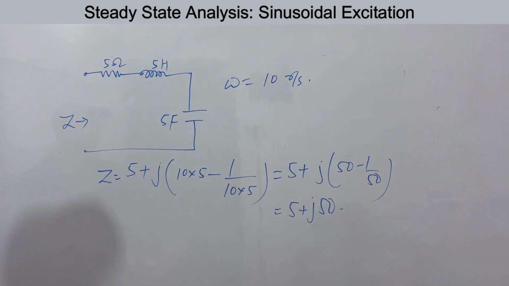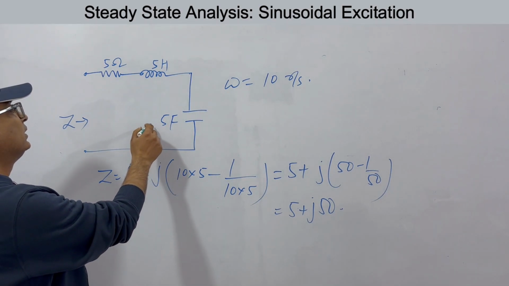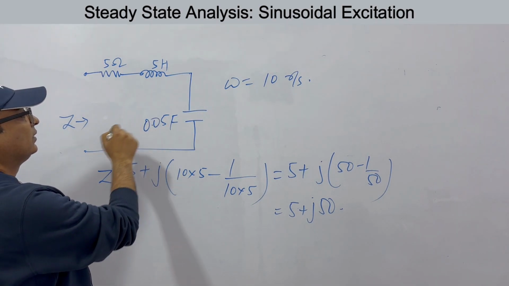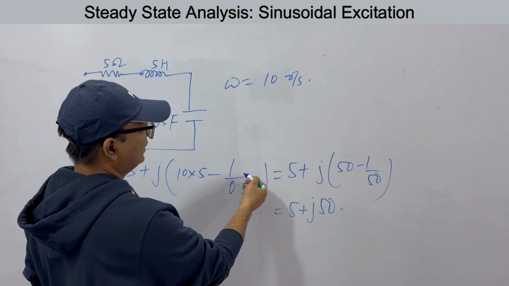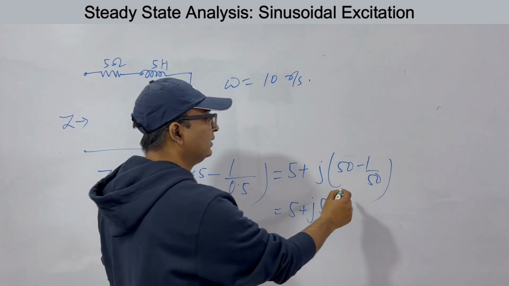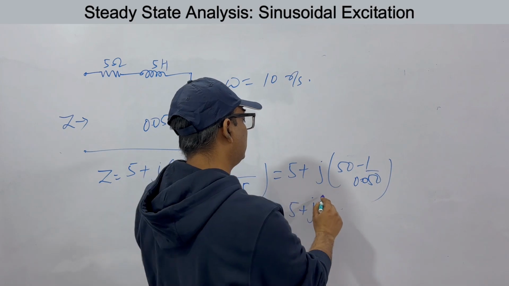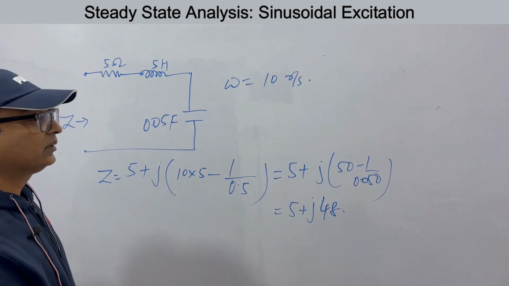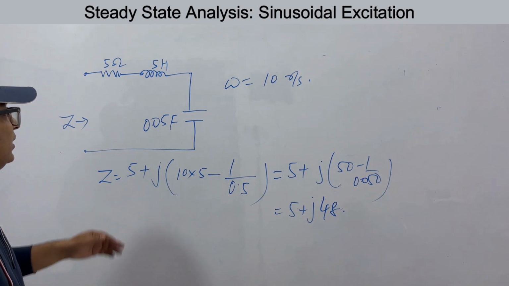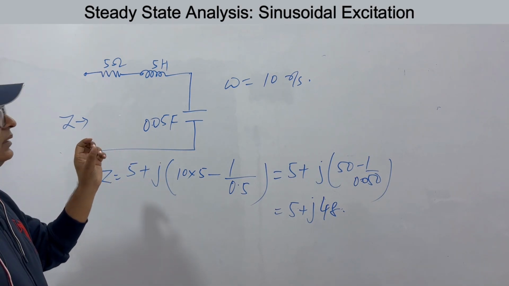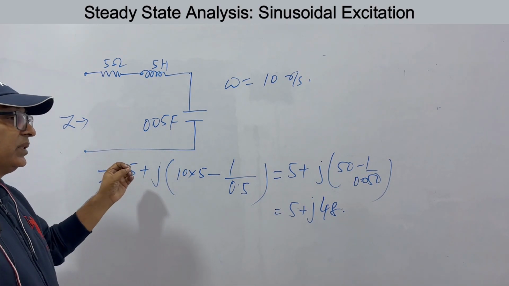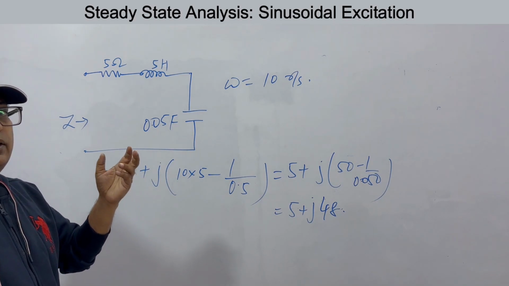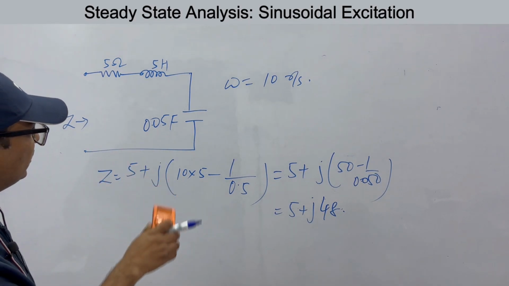This is the equivalent impedance. Okay, so if this was, let's say, 0.05, then this would have been 0.5, that is, this was 2, so it would have been 48. Okay, generally the capacitors you will find in the market will be in microfarads. The capacitance is low. You don't have 5 farad, 10 farad type of capacitors. You will find capacitors of 50 microfarad, 10 nanofarad, and so on. Okay, so this is how we find impedances.